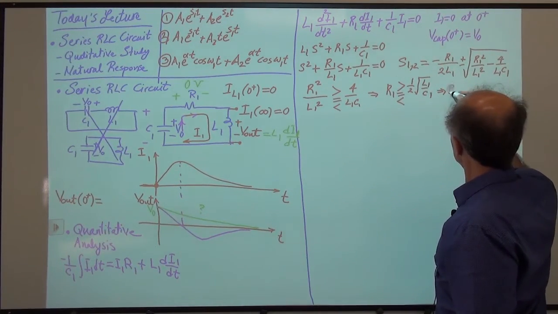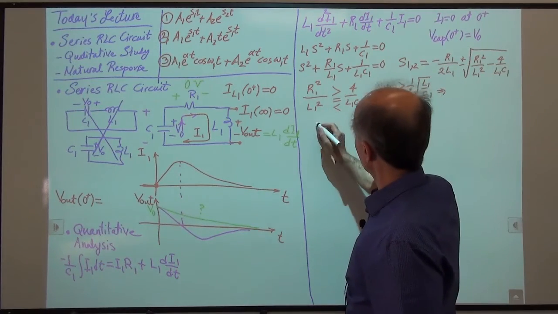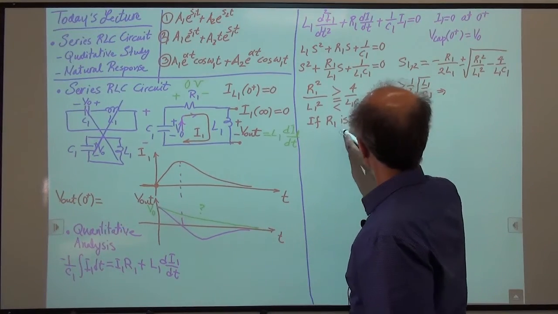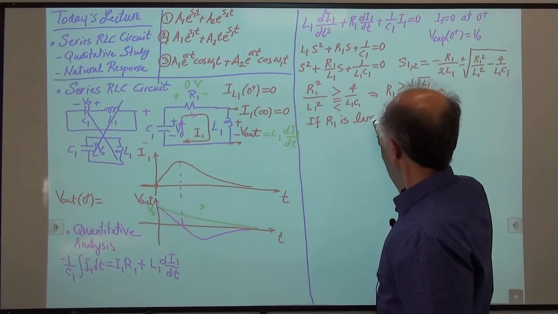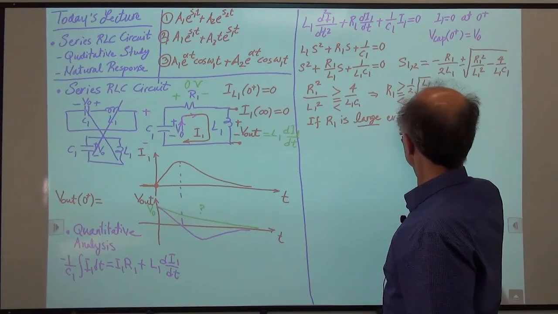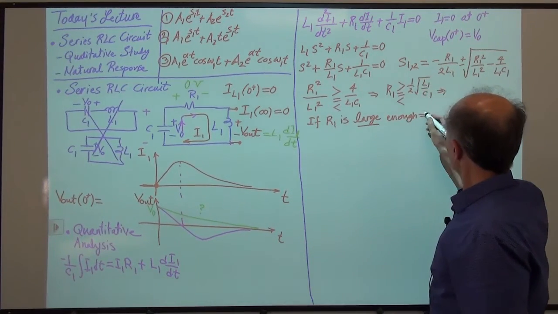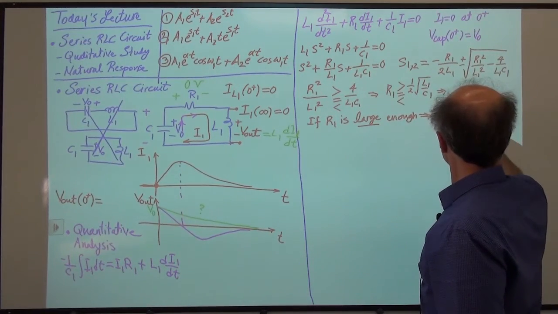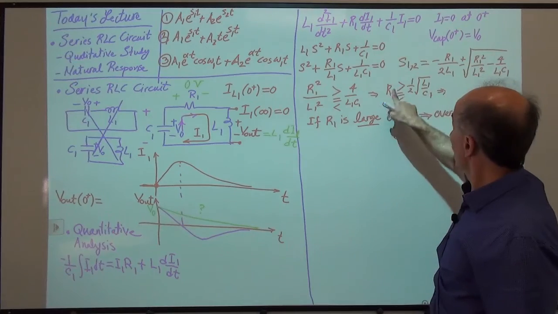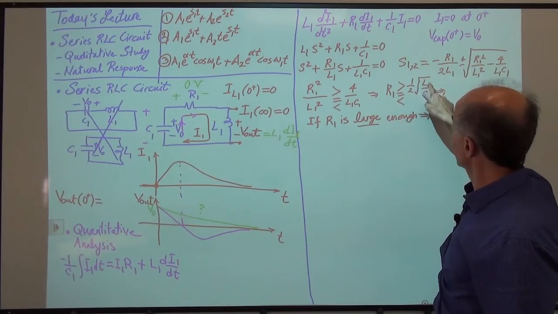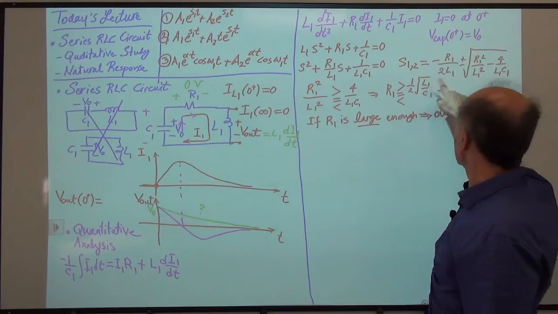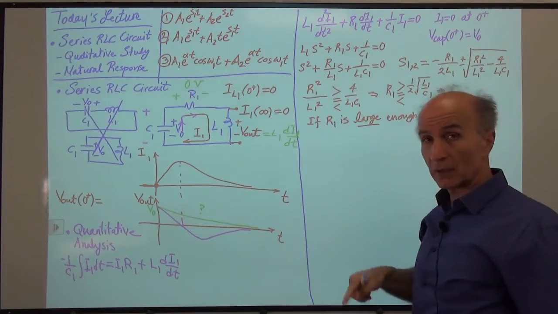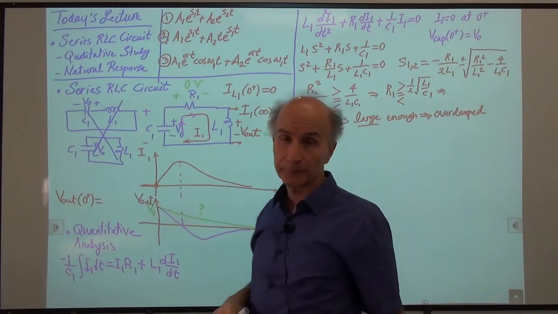So then we say, I'll write it here, if R1 is large enough, we have an overdamped response. Large enough meaning R1 is greater than 1/2 of root L1 over C1, then this guarantees that this root is positive, and this term is positive, so the roots are real and unequal.